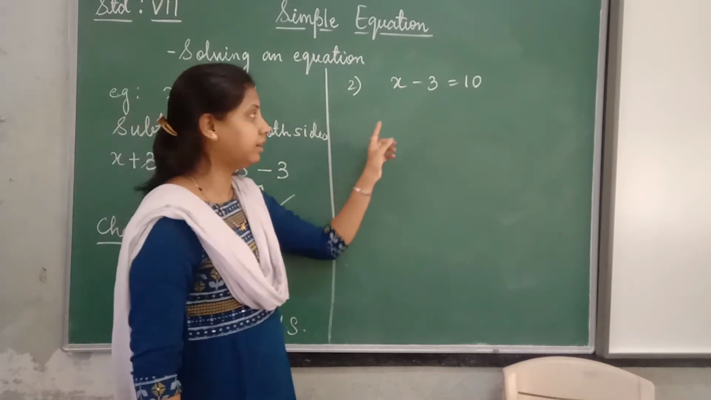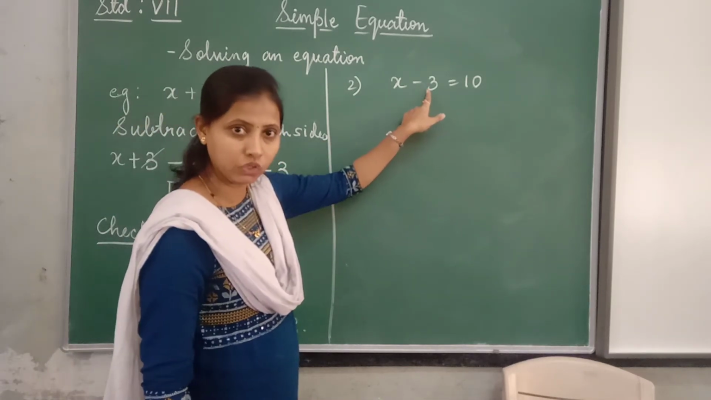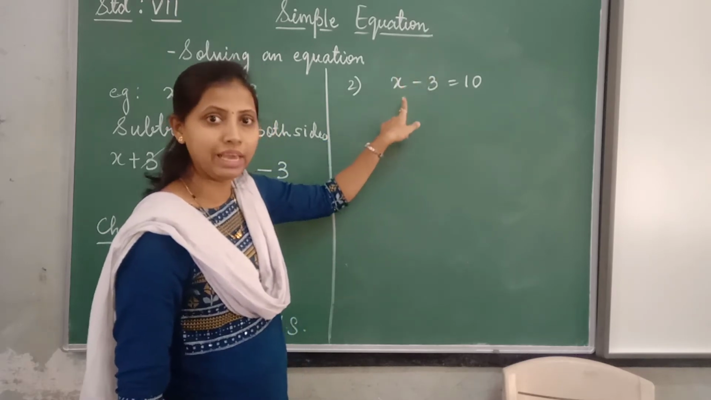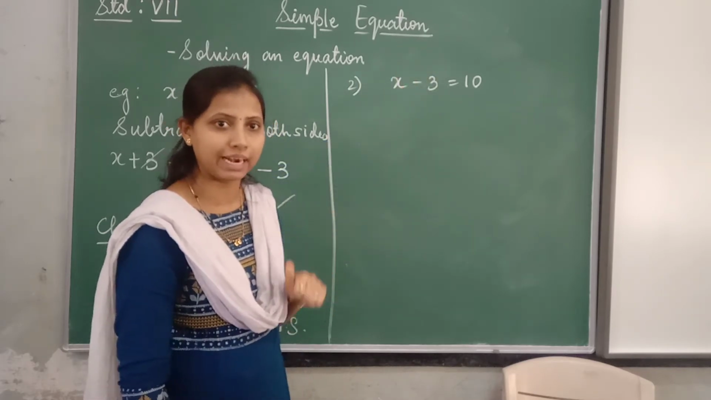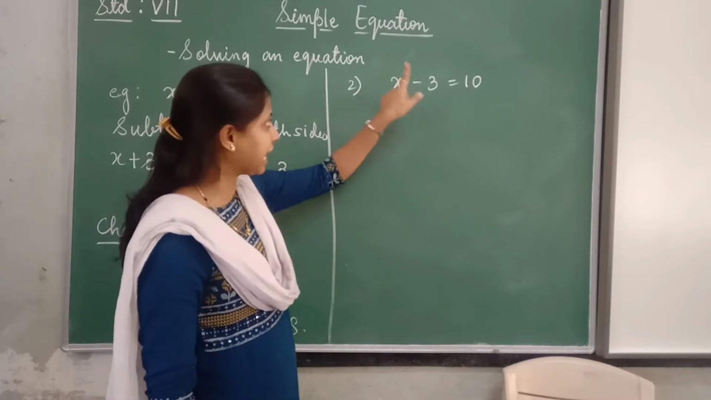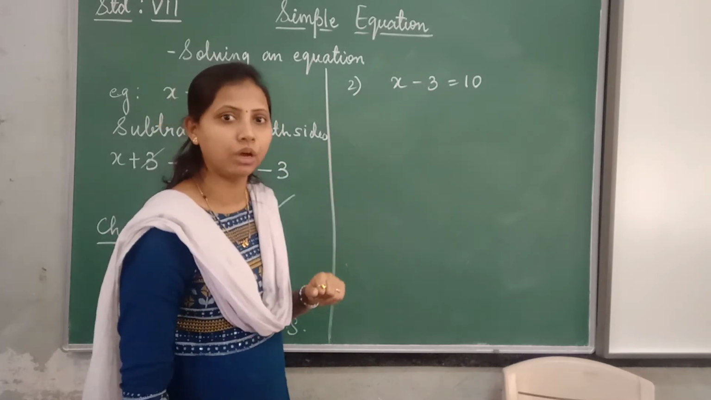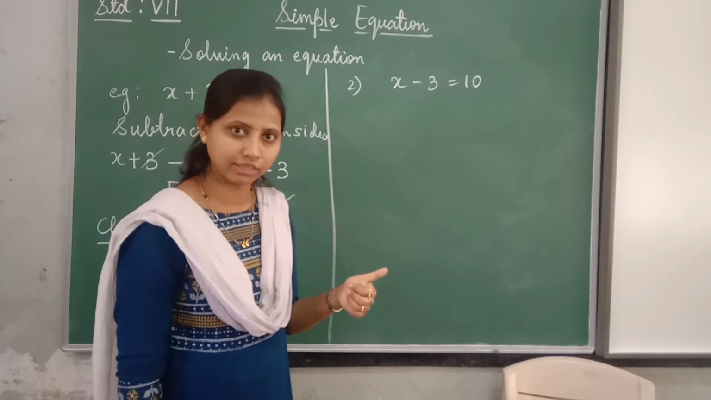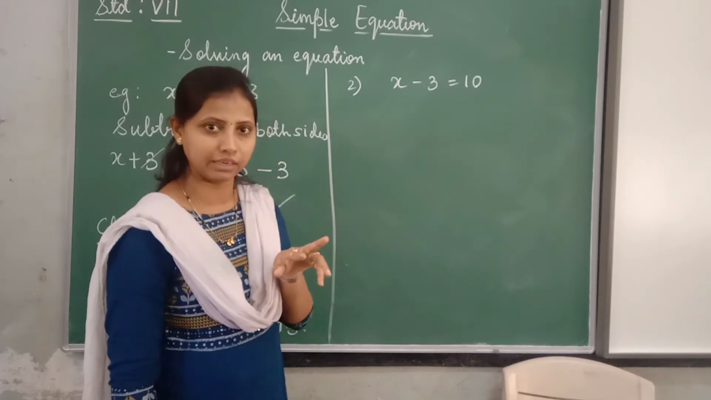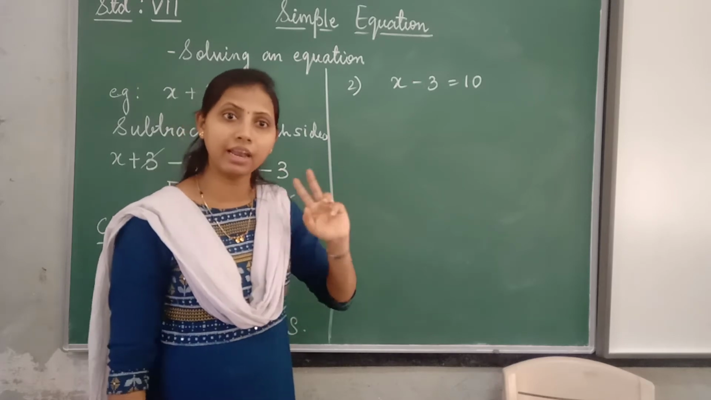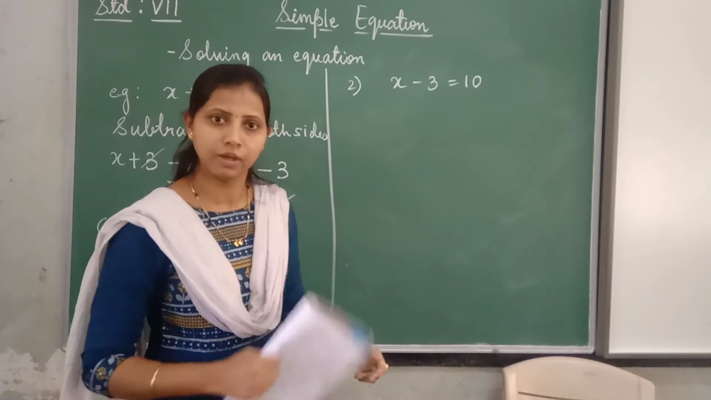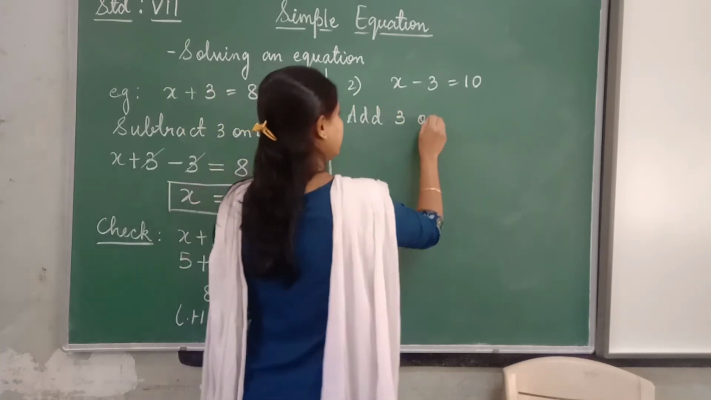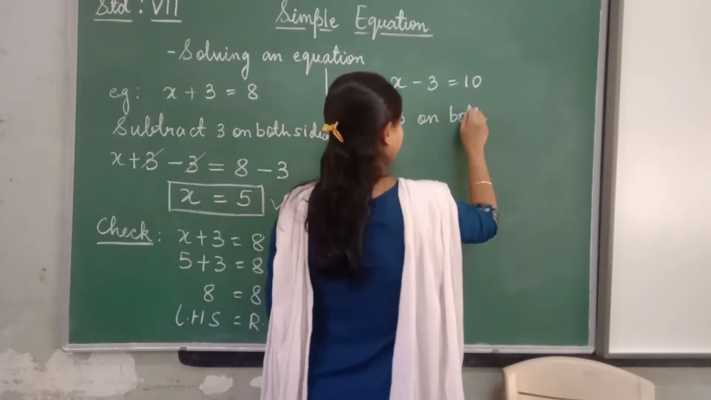Now here minus 3 is there. Children, we don't want minus 3 here. If minus 3 is not there, only x will remain in the LHS and we will get the value of x. So to cancel this minus 3, what do we have to do? Minus 3 will get cancelled with plus 3, isn't it? Same numbers with unlike signs will get cancelled. So I will add 3 on both sides.